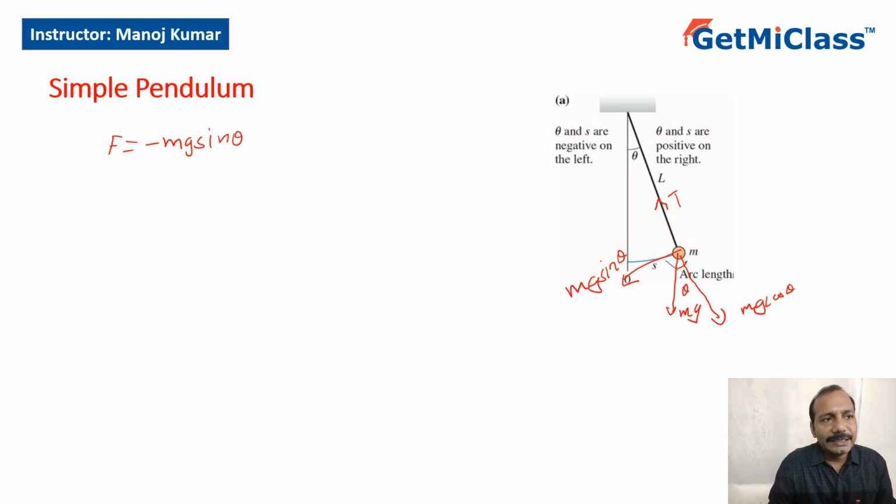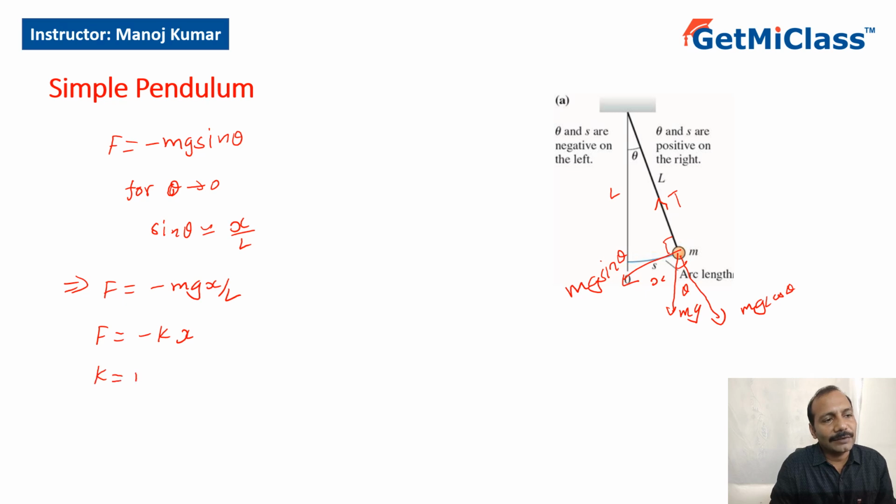Now let's say theta is very small, so for small values of theta, for theta tends to 0, I can write sin theta... I'll just take this as x. For small values of theta, I can assume this to be a straight line x, and this is L, and this is 90 degrees. So sin theta is equal to x by L. That would imply F equal to minus mg into x by L. If I compare it with the expression F equal to minus kx, I'll have k equal to mg by L.